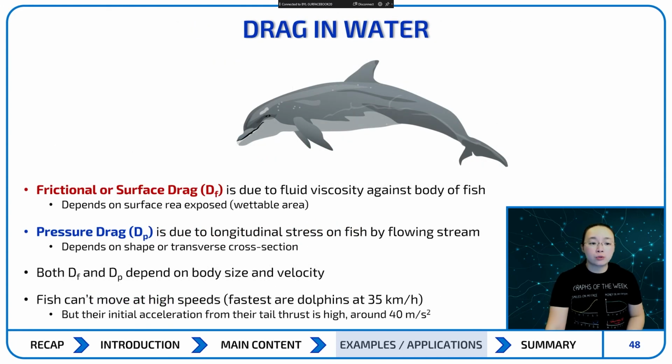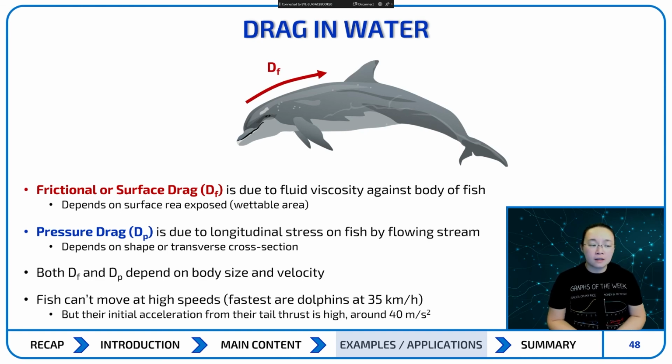Now we can take a look at drag in water. If we're taking a look at this dolphin over here and it's swimming, there is going to be some sort of frictional or surface drag because you have fluid going over the fish, and the fish's skin has different textures. So it depends on how much surface area is exposed. So that is your surface drag, dF.